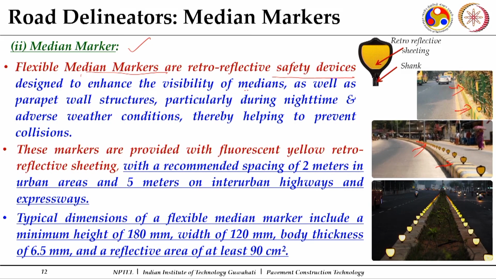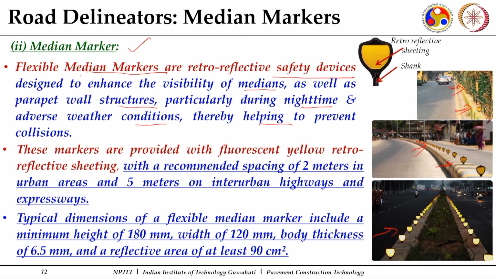They are designed to enhance the visibility of medians as well as parapet wall structures. In some cases, they are placed at parapet walls also, on bridges, particularly during night time. And you can see from this picture how the visibility is improved by placing these flexible median markers. Because of this retroreflective nature, even in adverse weather the visibility is very high. These markers are provided with fluorescent yellow retroreflective sheeting, as per the requirements of the IS and the IRC specifications.